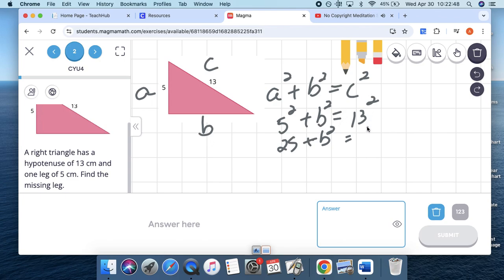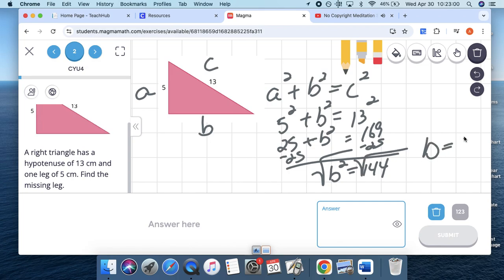169. We're going to subtract 25 from this side and subtract 25 from this side. So B squared equals 144, and again another nice perfect square. Take the square root of both sides, and B is 14. So the answer is 14.